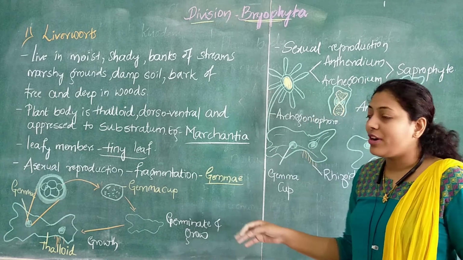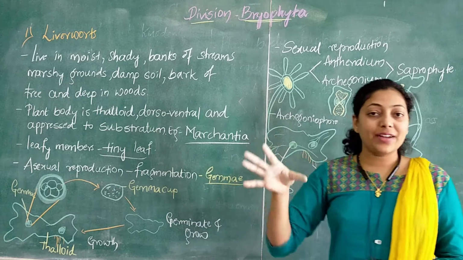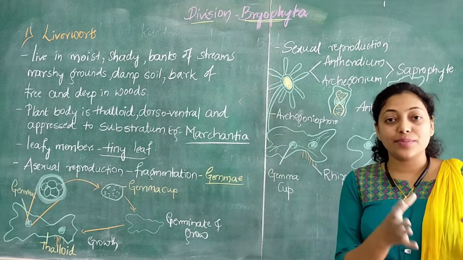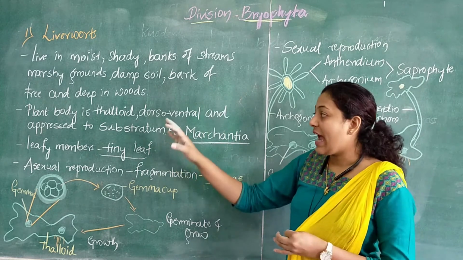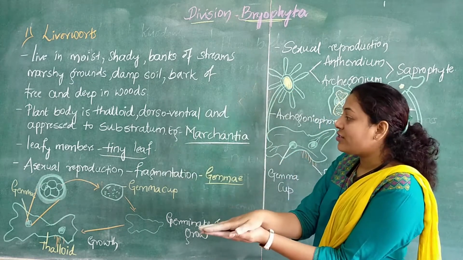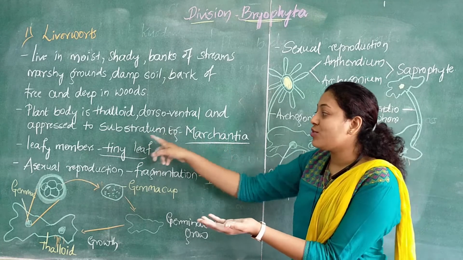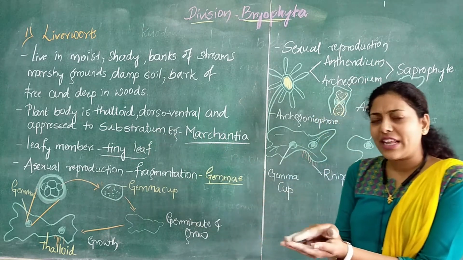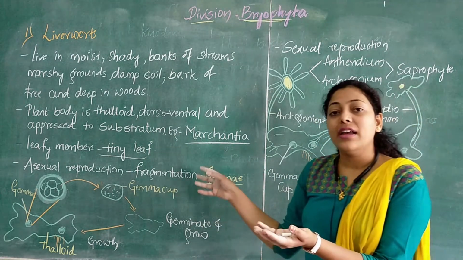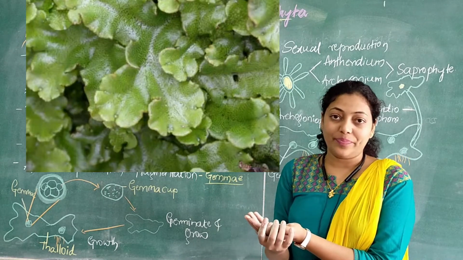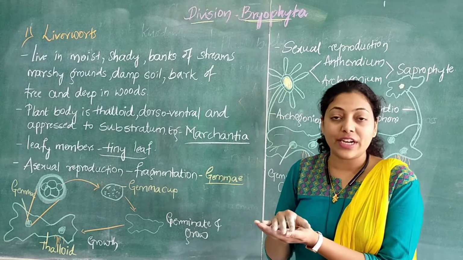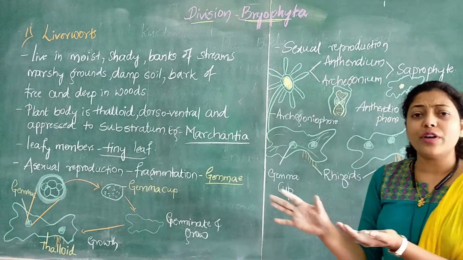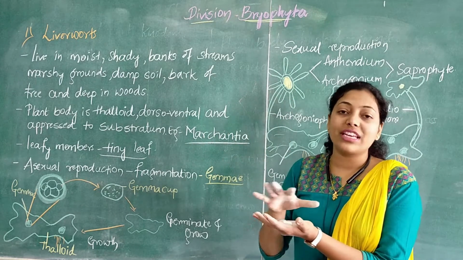Next, the plant body is thalloid. The plant body which comes under cryptogamy is called thalloid. The plant body is thalloid and dorsoventral, and appressed to the substratum, attached to the substratum. Like I told you, Bryophyta grow on rock or rocky substrate.